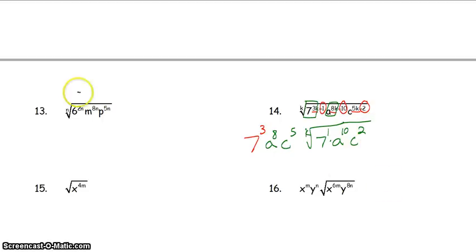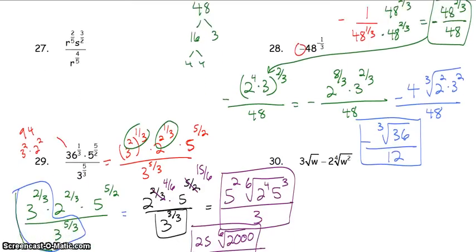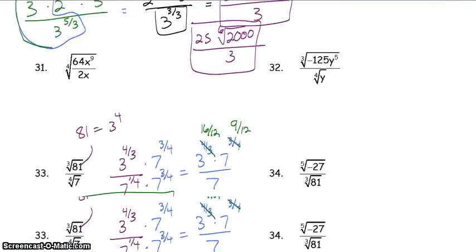And same thing with this one over here. Nth root, I can divide by n's. They all cancel out. So I get 6 squared, m to the 8th, p to the 5th. We can rewrite that, so 36 m to the 8 p to the 5th. Okay. Alright, so this should be a lot of problems for you to look at.